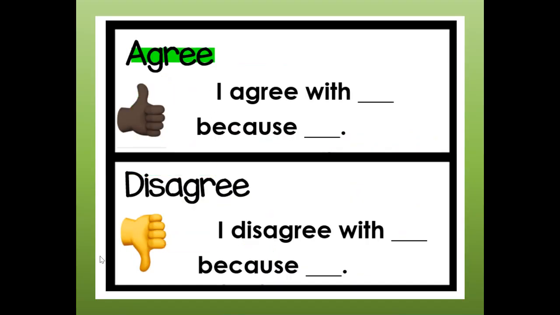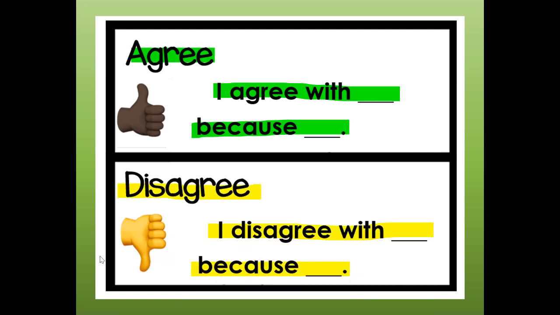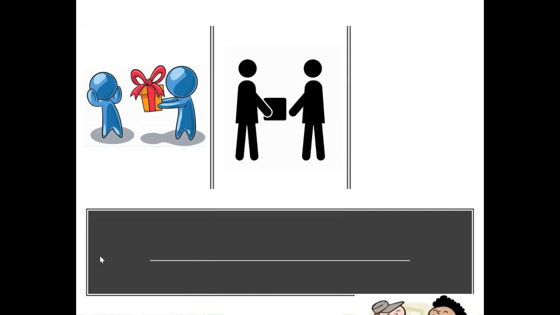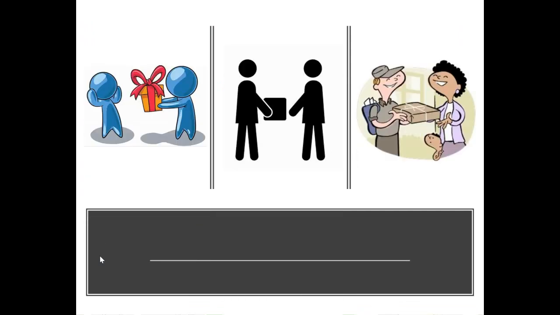If you have a partner at home or I'm your virtual partner, you can agree with me and you can say, I agree with you because, and say why, or I disagree. I disagree with you because, and tell me why. So here's our first group of pictures. What do you notice or see? I notice or I see.